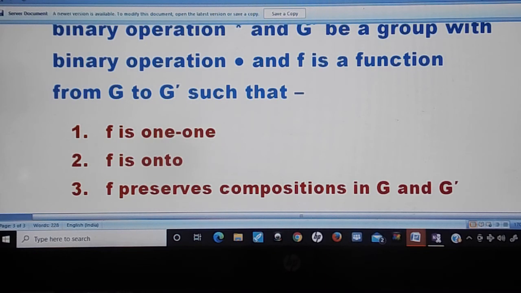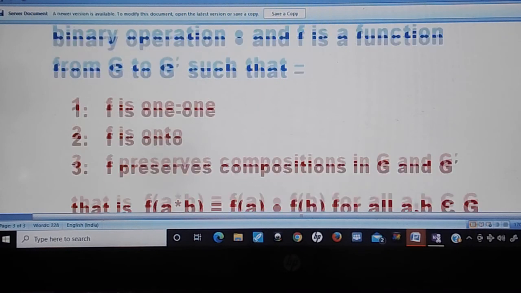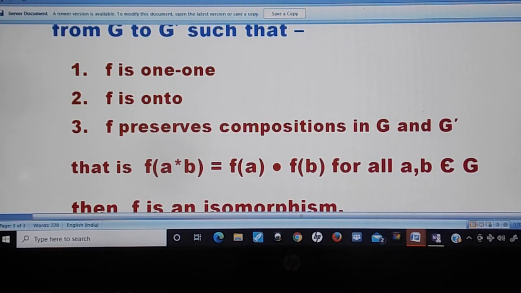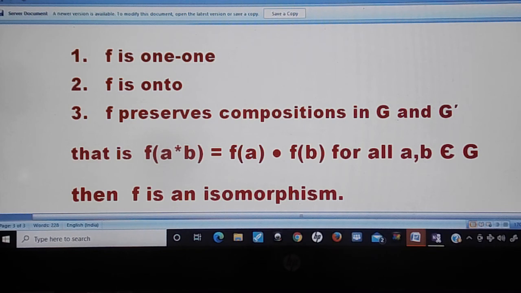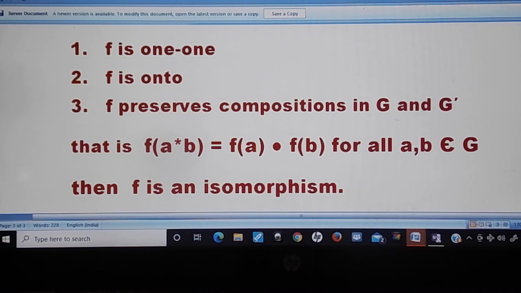f should be onto, condition number 2. Condition number 3, f preserves compositions in G and G dash. That is, f of a star b is equal to f of a dot f of b for all a and b belonging to G. Therefore, f is an isomorphism. This is the definition of isomorphism. I think all of you have understood what an isomorphism is.